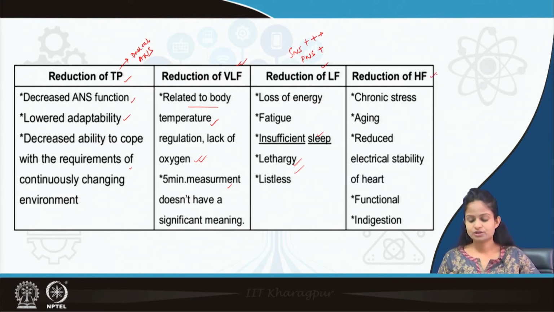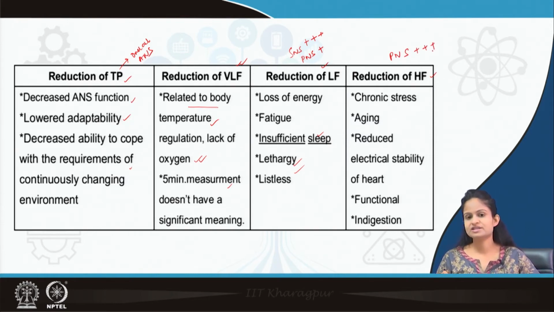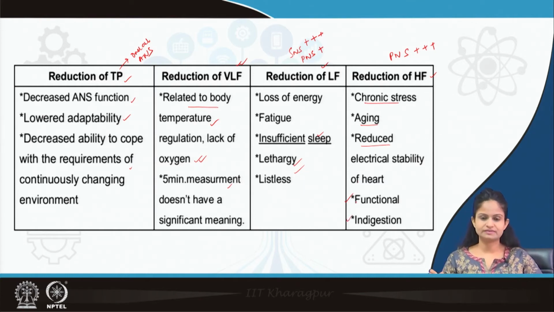So there is reduction in the HF. HF is mainly high frequency, where parasympathetic activity is mainly dominant, it is vagally regulated. So this is reduced whenever there is chronic stress, aging, reduced electrical stability of the heart. It can be organic, functional, or there can be gastrointestinal disturbances in digestion. Now aging, old age also gives rise to decrease in the autonomic nervous system. So that gives rise to lower HRV, which further gives rise to various diseases like hypertension, loss of elasticity of the blood vessels, arteries. So that is why in aging we get reduction of the higher frequency.